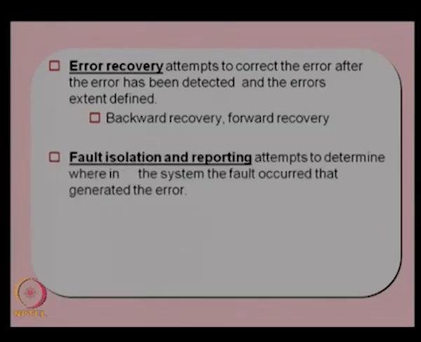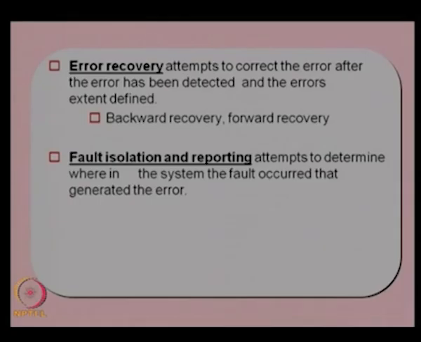And the last one is fault isolation and reporting, which attempts to determine where in the system the fault occurred and generated the error. So this is basically to find out the source of error. It will try to determine the place where the actual error occurred, and that will be reported. That is fault isolation and reporting, and there are many ways of doing this. You can do it using software, or using hardware.